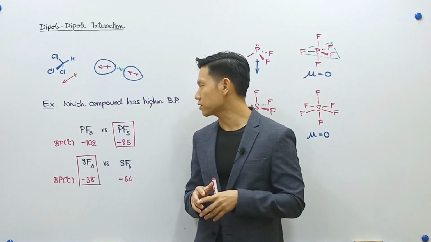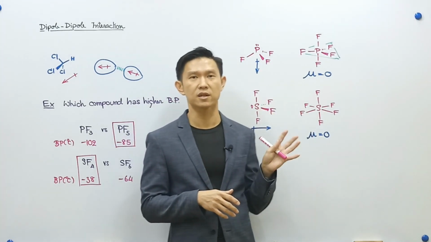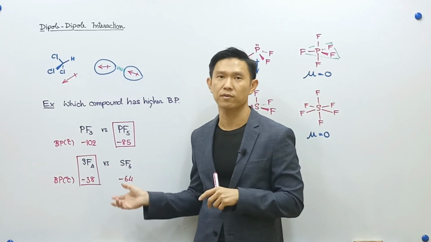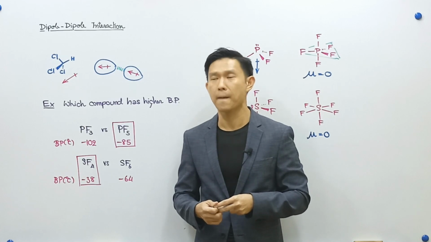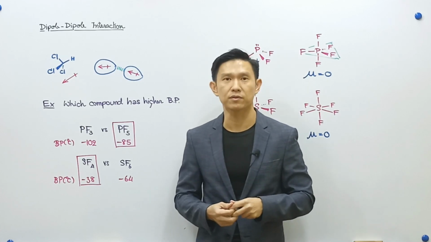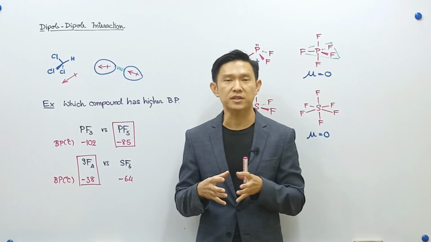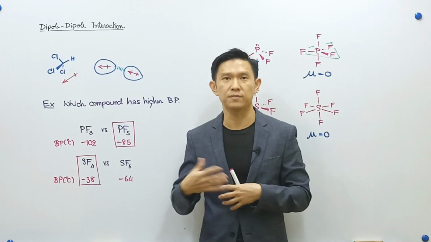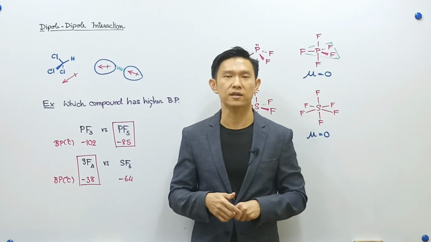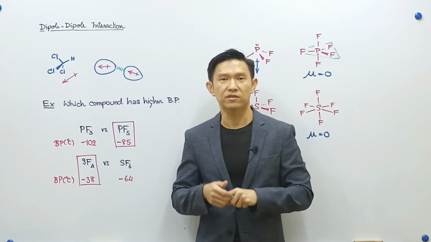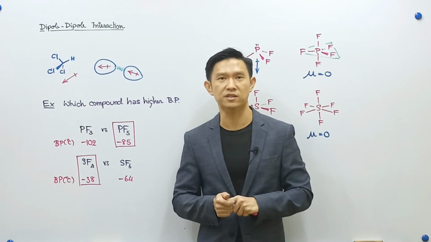We cannot just predict by looking at the shape and the dipole moment to say which one has a higher boiling point, which one has a higher melting point. Okay, it's very, very hard to say. And this is the example. So as you can see, only one particular intermolecular interaction is not enough to explain the behavior of the compound. Okay, you may have to use more than one intermolecular interaction. Okay, so that's all about the dipole-dipole interactions. We will move on to other intermolecular interactions in the next video.